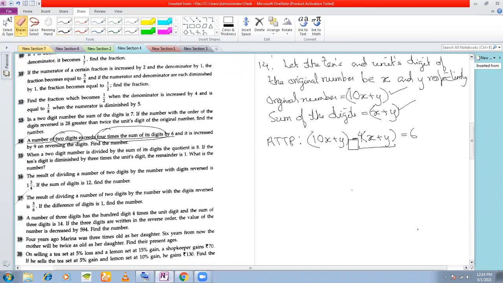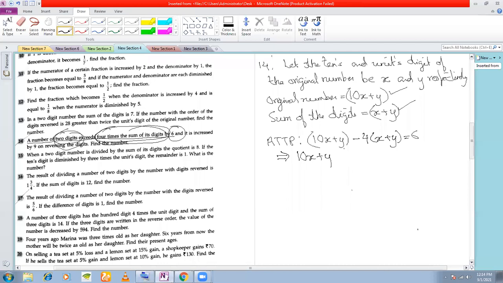Yes, sir. So that means I can write the original number minus 4 times the sum of the digits must be equal to 6, because the number of 2 digits is greater than 4 times the sum of the digits by how much? By 6. That is why 10x plus y minus 4 times (x plus y) is equal to 6. This will give our first equation. Let's simplify this and get our equation.